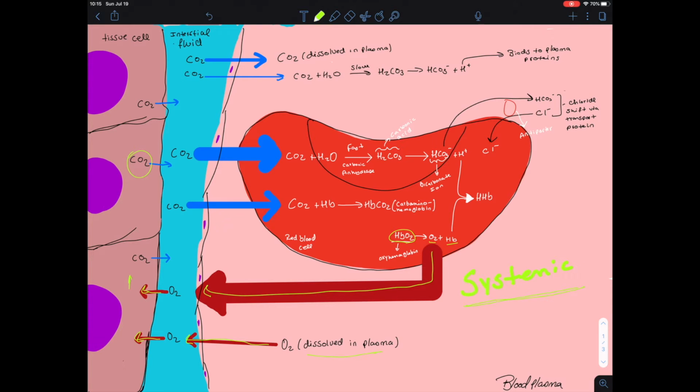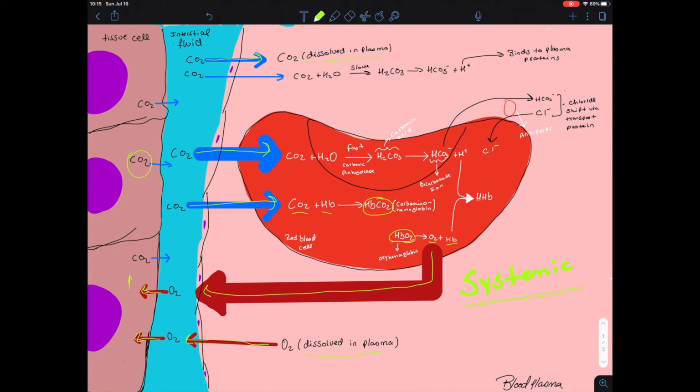Now, some of the carbon dioxide diffuses out from the tissue cell to the capillary and is dissolved in the blood plasma. Now, also, some of it right here, carbon dioxide combines with hemoglobin and it forms this molecule called carbaminohemoglobin. And most of it gets exchanged through the following way.